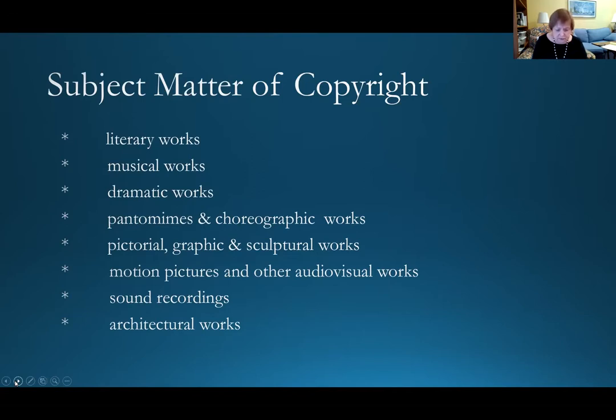Okay, so let me just move on to the subject matter of copyright, having to do with what categories of works. And you've got them all in front of you. I won't read them all, except to make a couple of observations. As you could tell by maps, charts, and books, the first copyright protected a very limited amount of things.